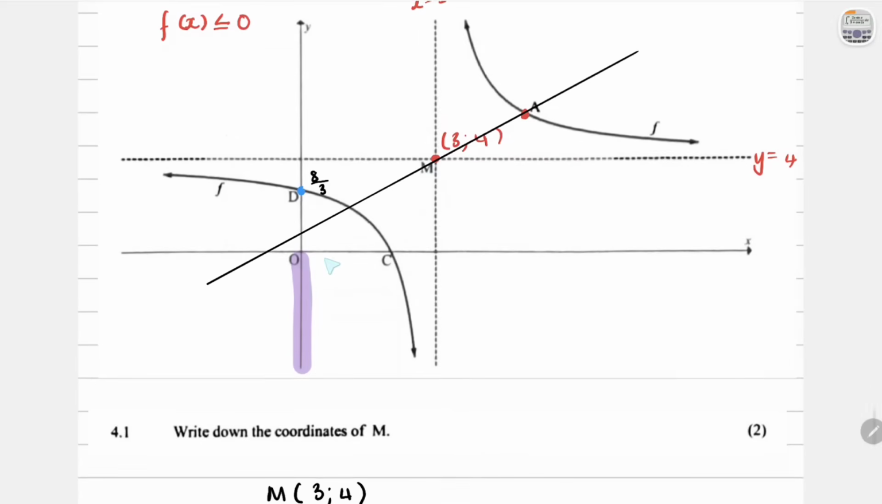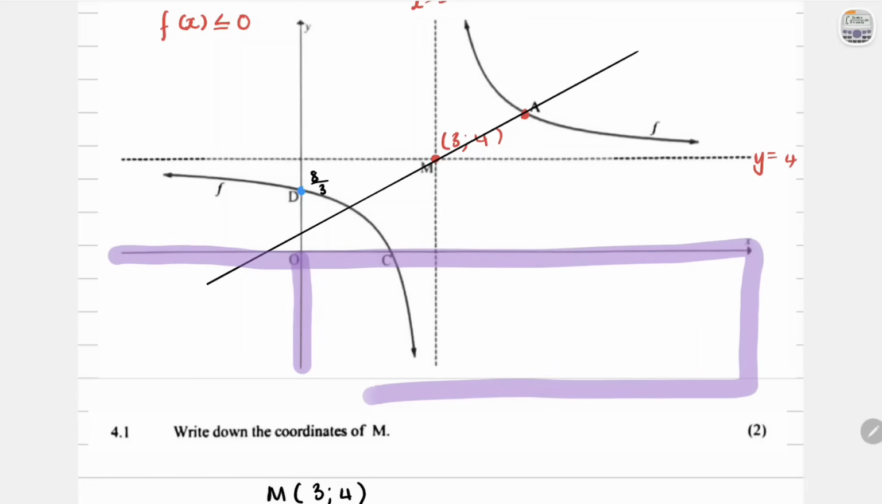And here's something you can do. The minute you see you're looking at this part, you ask yourself, in relation to the x-axis, is this above or below the x-axis? It is below the x-axis. So you're only going to take the parts of the graph that lie below the x-axis. And as we can see, that will be this part of the graph. That's all we're going to focus on.